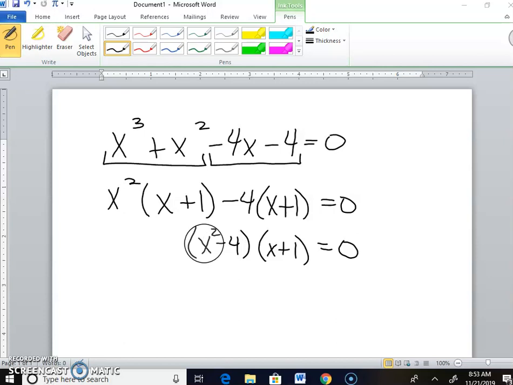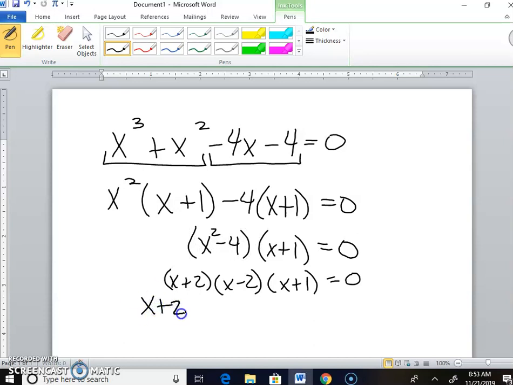X squared is a perfect square number. 4 is a perfect square number. When you guys do factoring by grouping, you need to be prepared because they always hide difference of squares in there. So that x squared minus 4 could factor to an x plus 2 times an x minus 2. And then we still have our x plus 1 equals 0. So when you're doing factoring by grouping, always look for a difference of squares to show up because they usually will.